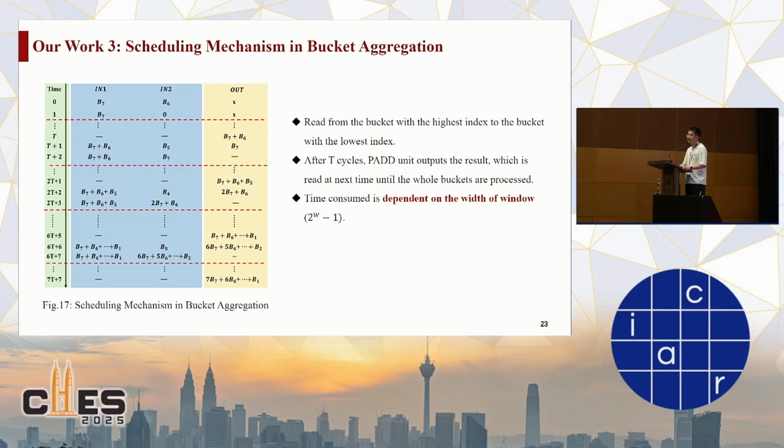As for the bucket aggregation, the schedule mechanism is shown in figure 17. We just read the bucket with the highest index to the lowest index. And the time consumed in this phase is dependent on the width of the window.